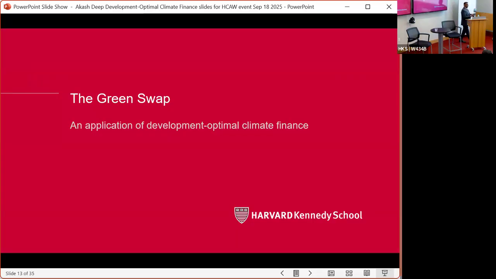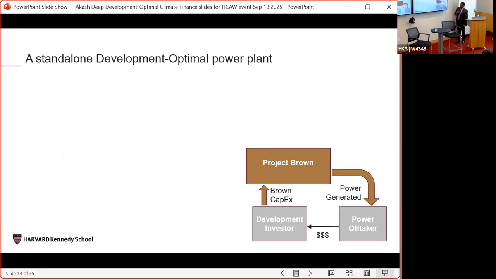The goal, again, is not to linger on the solution itself, but to think about the concept of development optimal climate finance that underlies these. And so what is the notion of the green swap and development optimal financing, right? So think about a project. Let's say this is India, and India decides that it wants to generate power. India has a significant shortage of power, and the best way to get that power is by building a coal plant, right? India is actually planning to build 46 coal plants in the next 5 years.